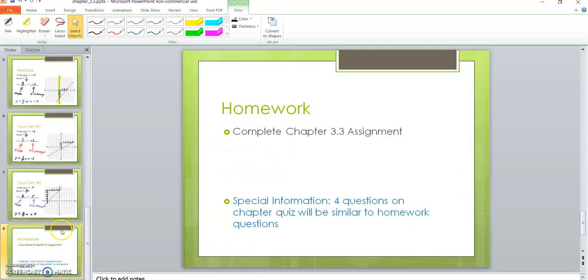Okay, so your homework is to complete the chapter 3.3 assignment found on MyRCOA. And some special information is that 4 questions on the chapter quiz will be similar to the homework questions.